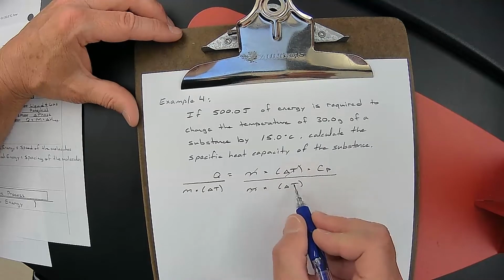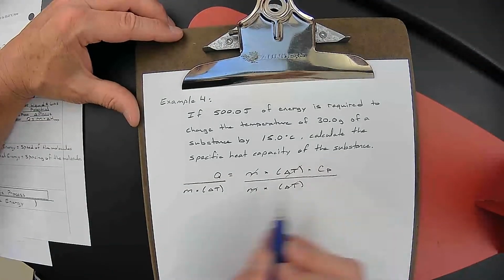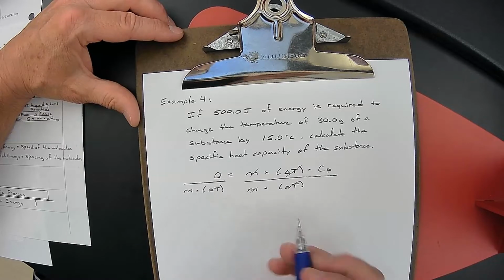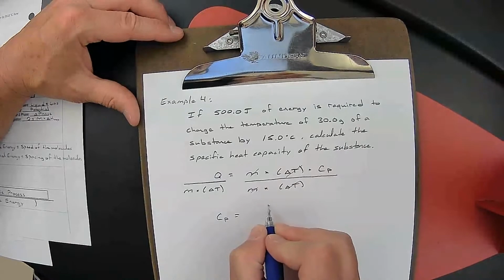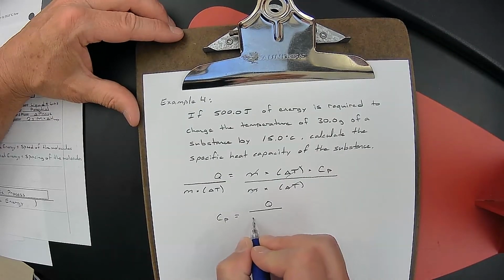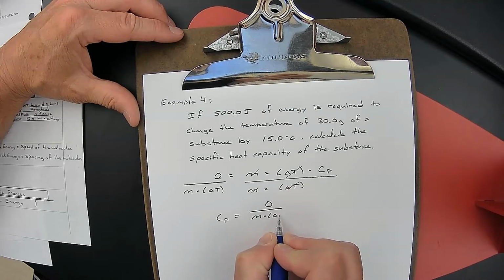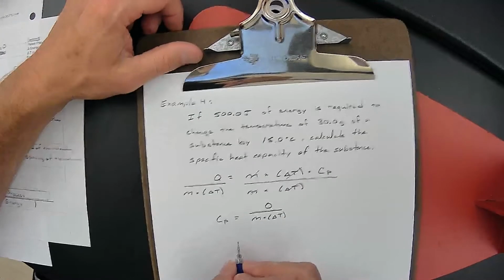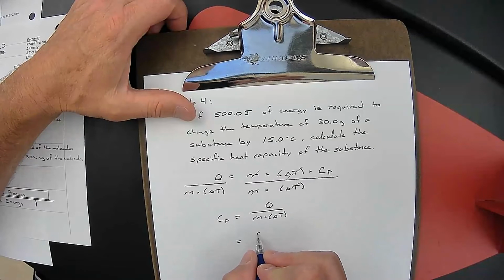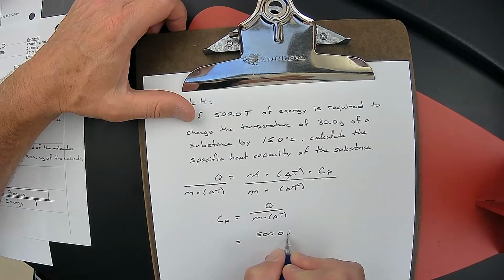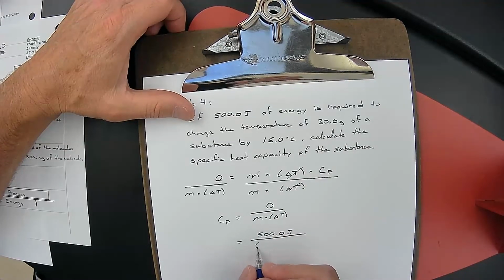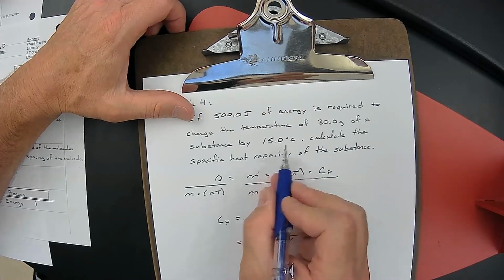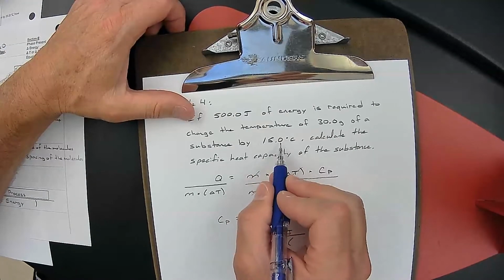So the m's cross out, the delta t's cross out. Now Cp is equal to Q over m and delta t. If I want to rewrite the equation, I can rewrite it as Cp equals Q over m times delta t. So now my Q is 500 joules, and my mass is 30 grams, and my change in temperature is 15 degrees.